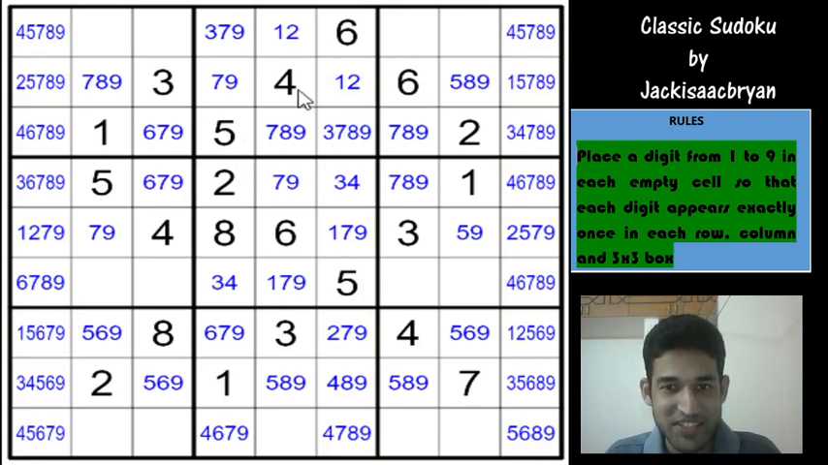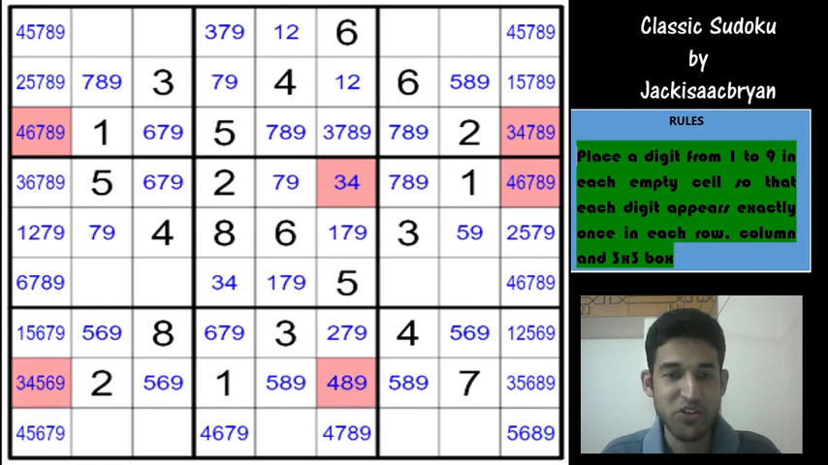So 4 is in one of these 2 cells, 4 is in one of these 2 cells, and 4 is in one of these 2 cells. So in rows 3, 4 and 8 and columns 1, 6 and 9 we have a swordfish of 4. So which means that the yellow cells can't take a 4.